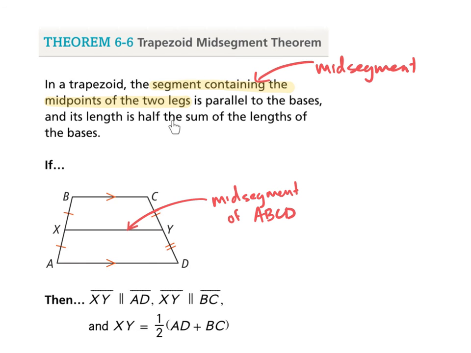ABCD. Now, what's interesting about the midsegment is, first of all, it will always be parallel to the bases of the trapezoid. So we could add on this little symbol here showing that all three of these segments are parallel to each other. And its length is half the sum of the lengths of the bases. So the length of XY is the length of BC added to the length of AD and then divided by 2, or multiplied by 1/2. It's half of the two base lengths added together. And that's called the midsegment theorem, the trapezoid midsegment theorem.